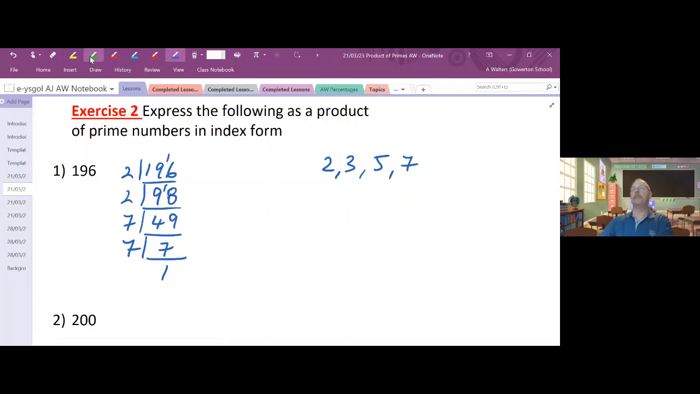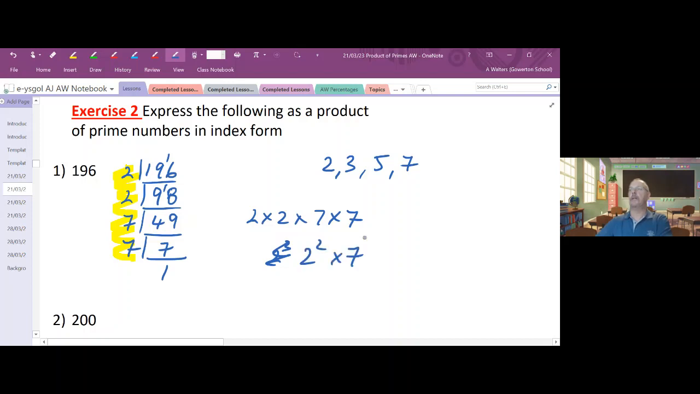So these are a list of the prime factors. Write them out as a product, then in index form. Sorry, 2 squared, there's 2 of them, times 7 squared. Okay. Now, there is a way of checking it. 2 squared is 4, and 7 squared is 49. And 4 times 49 should give me the 196 that I've got there. Okay.